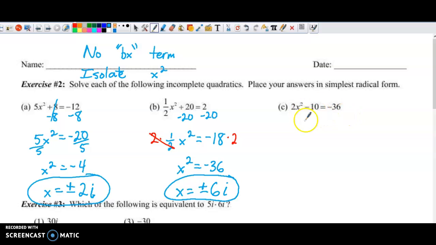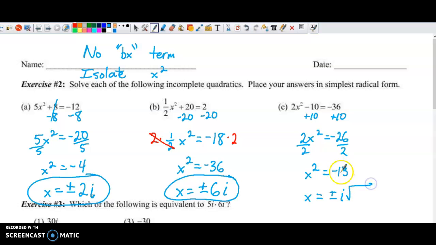So then the next one, very similar. You add the 10 over, so you have 2x squared is equal to negative 26. Divide the 2 over. And if I do some poor arithmetic, feel free to call me out on it. Write it down, bring your question to class. But I don't know the square root of 13, so I just leave it as root 13. And it's a prime number, so you can't break it down.